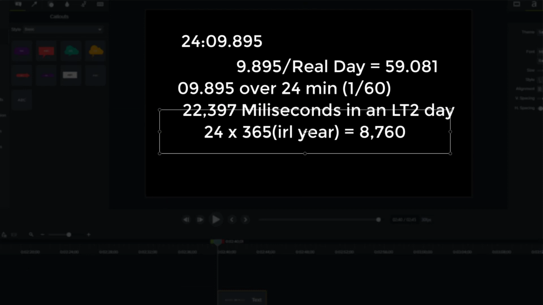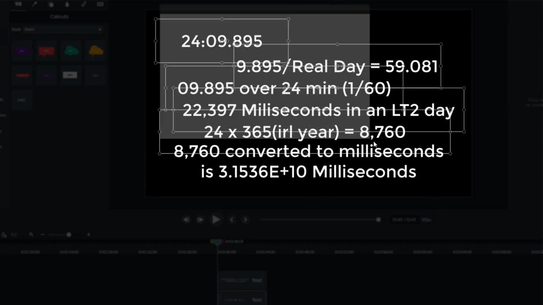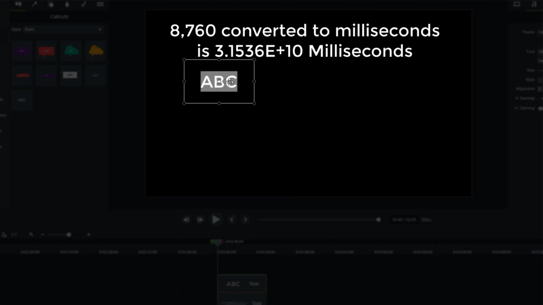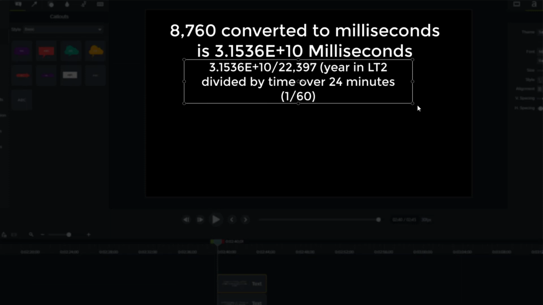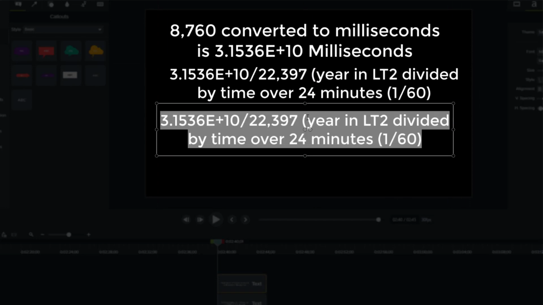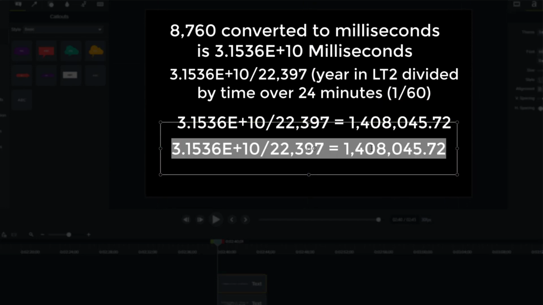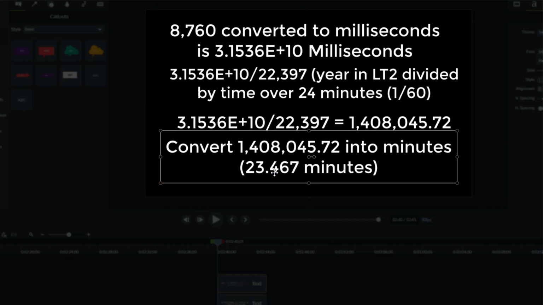That will get us 8,760, which we then convert to milliseconds, which gives us 3.1536e+10. Next, we take that hella long number and divide it by 22,397, which equals that other kinda hella long number. Next, we take that hella long number. Wow, this script has a lot of hella long. And then we divide it by the original number of our LT2 day, which equals that number.